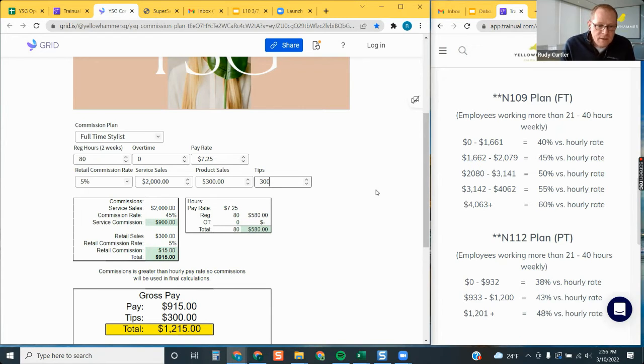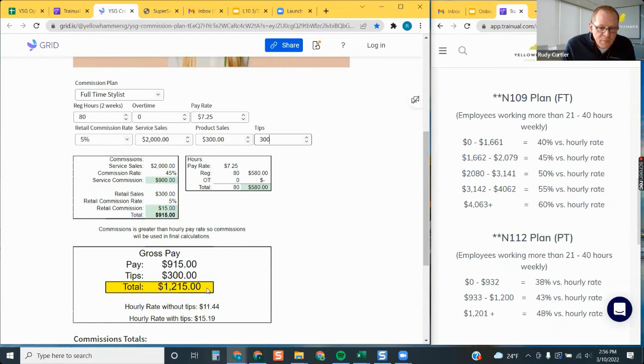That's 45%. And so if you take 45% of 2,000, that's $900. Plus, they would get 5% of the $300 in retail sales that they generated, which is $15. You get a total of $915 in earnings for this pay period. That clearly outpaces the fallback rate of $7.25 times 80 hours, which is $580. So 915 wins the box out, as Robin likes to call it.